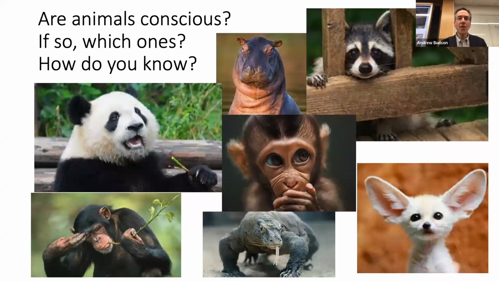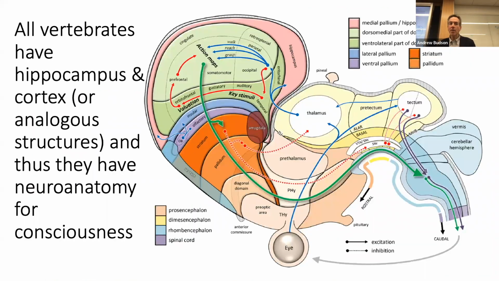Okay, in the remainder of my talk, I want to just talk about some implications, and I promise I will leave time for questions. So, are animals conscious? And if so, which ones and how do you know? And what we argue is that because all vertebrates have hippocampus and cortex or analogous structures, all vertebrates have the requisite neuroanatomy for consciousness. So I think they're all conscious.